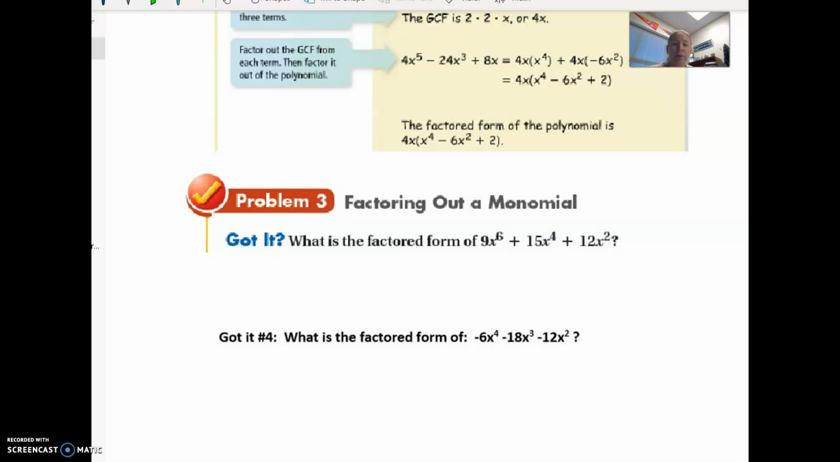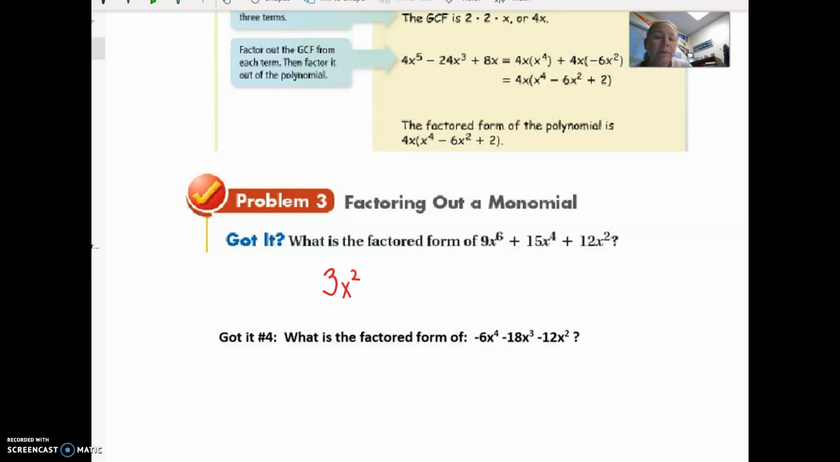So let's do example 3. Again, if you want to pause and try them on your own, great. If not, you can just keep going and follow along. So here, what is the factored form? Again, we want to look first to find the GCF. Think about what they have in common. So looks like 3 will go into 9, 15, and 12. And the lowest exponent is x squared. So they all share at least an x squared in common. So my GCF would be 3x squared.